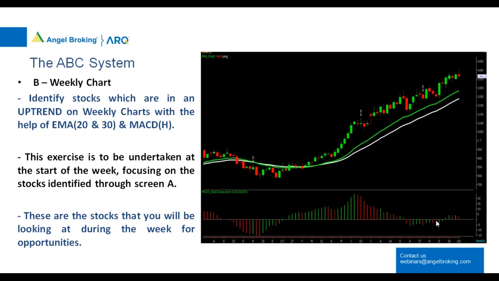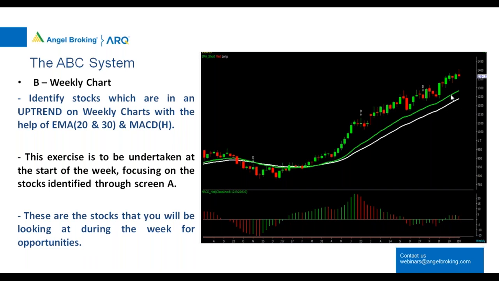And here you are seeing that the moving averages, be it the 10 period, the 20 or the 30 period, are all sloping upwards. So you can be rest assured that any correction can be used as a buying opportunity. I hope this screen is clear. Now we move to the next screen.